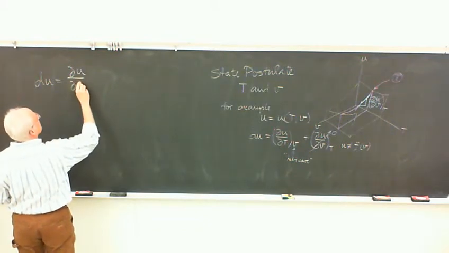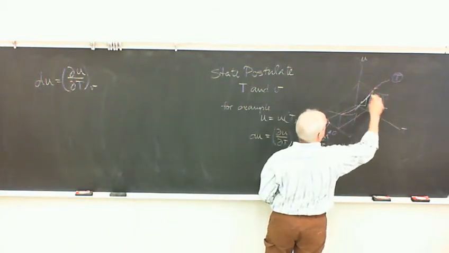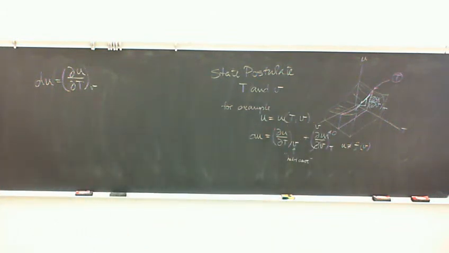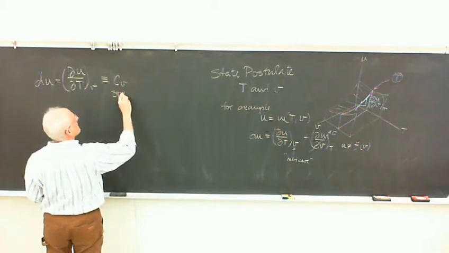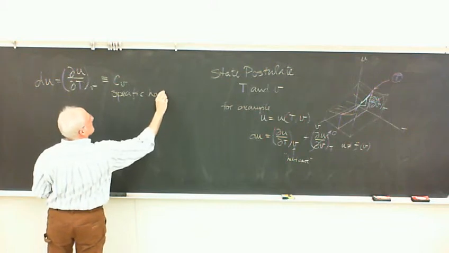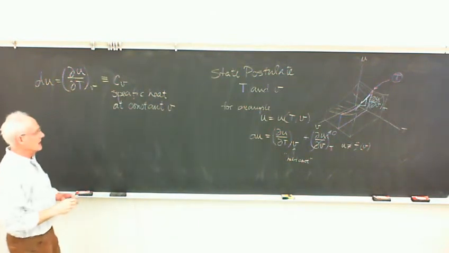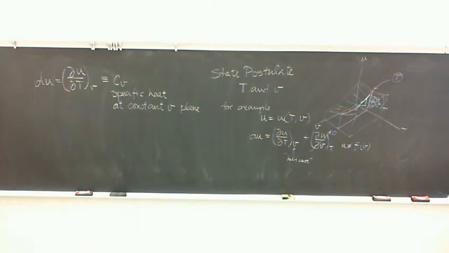equals this partial with respect to temperature at constant volume. This does not mean a constant volume process. It means we're looking at the behavior of this fluid in a constant volume plane. Does not mean the process is constant volume. This we define then as the specific heat at constant volume along a plane of constant volume. Again, not the process. At constant V, I'll go ahead and put that in, constant V plane. So that's just on the data graph, and has nothing to do with the process itself.